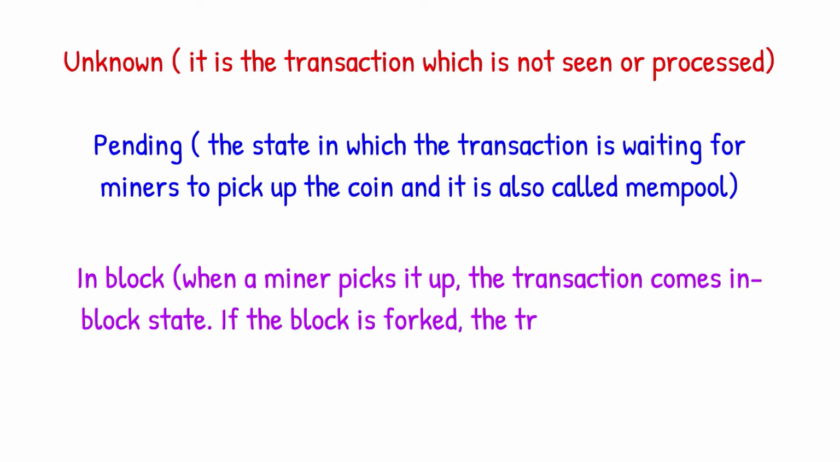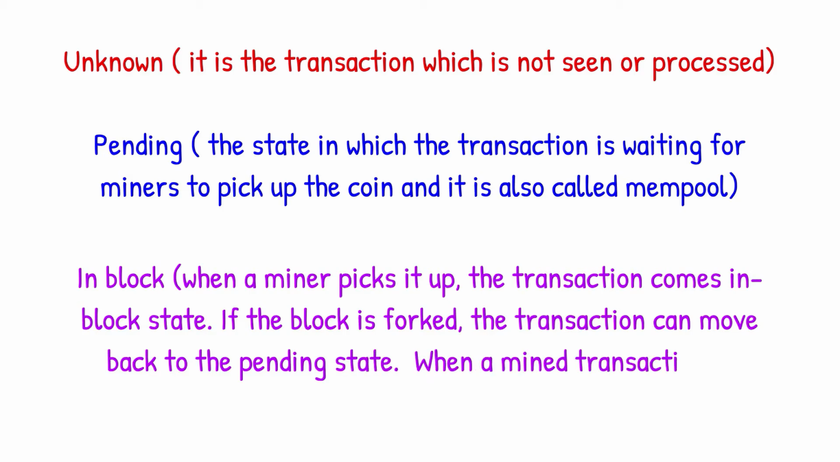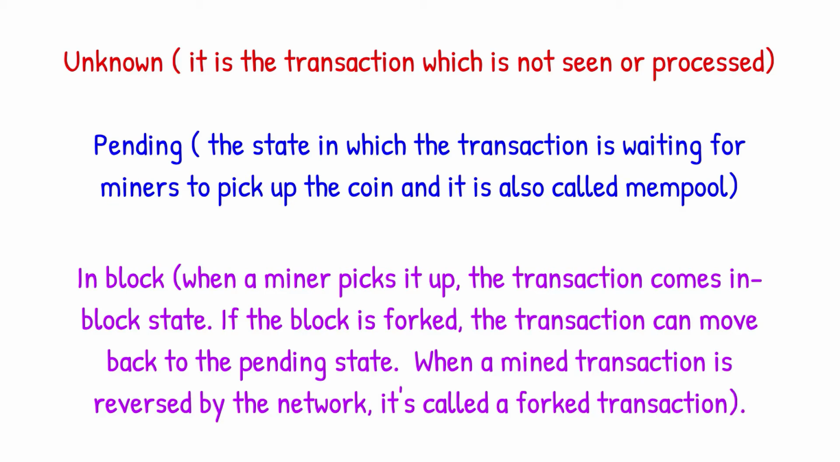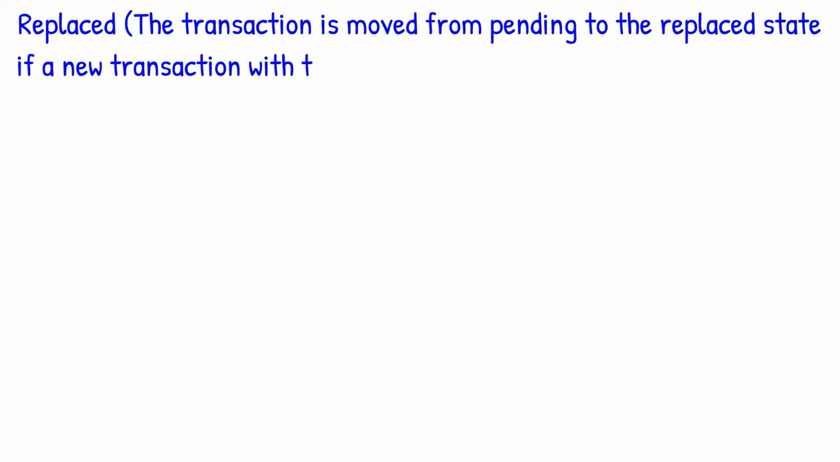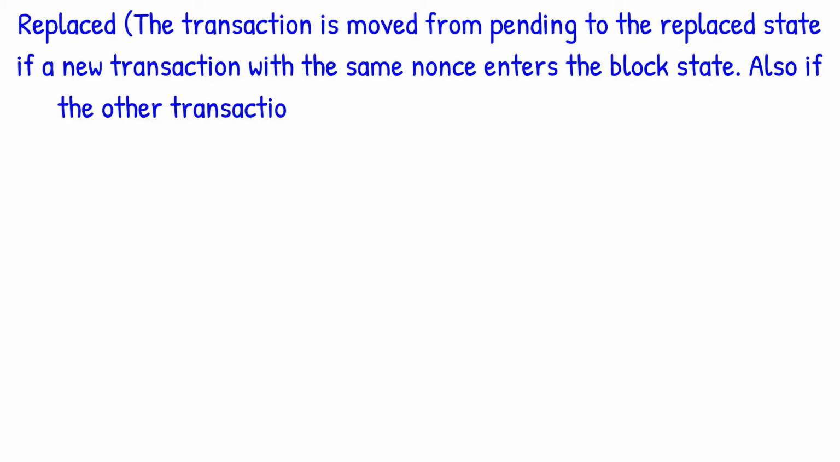If the block is forked, the transaction can move back to the pending state. When the mined transaction is reversed by the network, it's called a forked transaction. Replaced. The transaction is moved from pending to the replaced state if a new transaction with the same nonce enters the block state. Also, if another transaction enters with a 12% higher transaction fee.